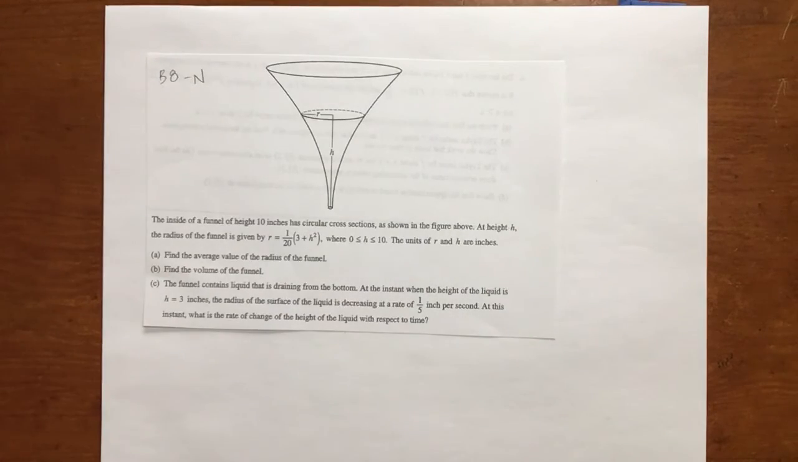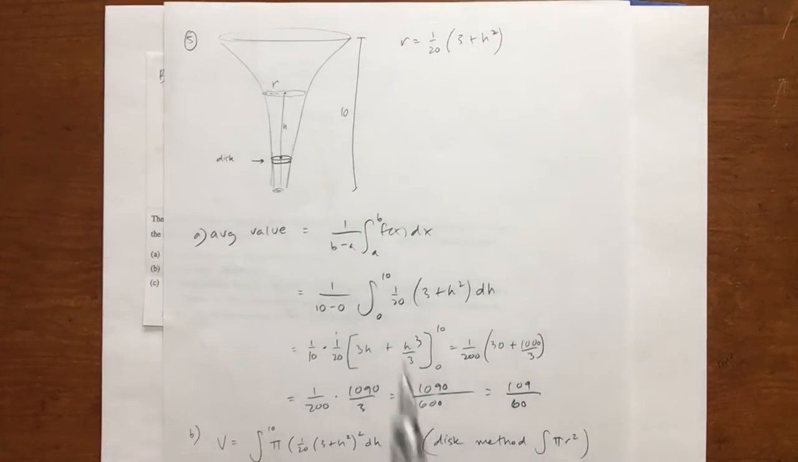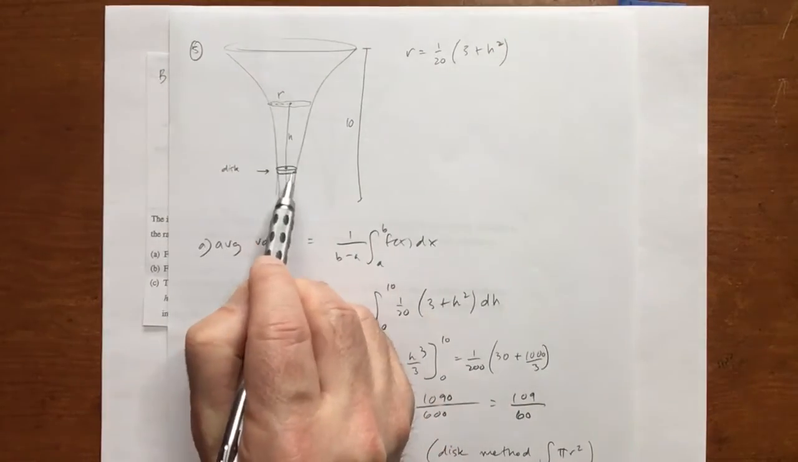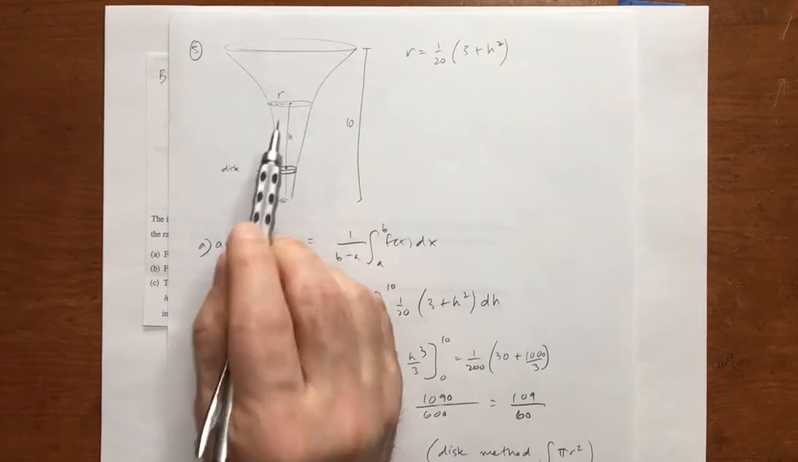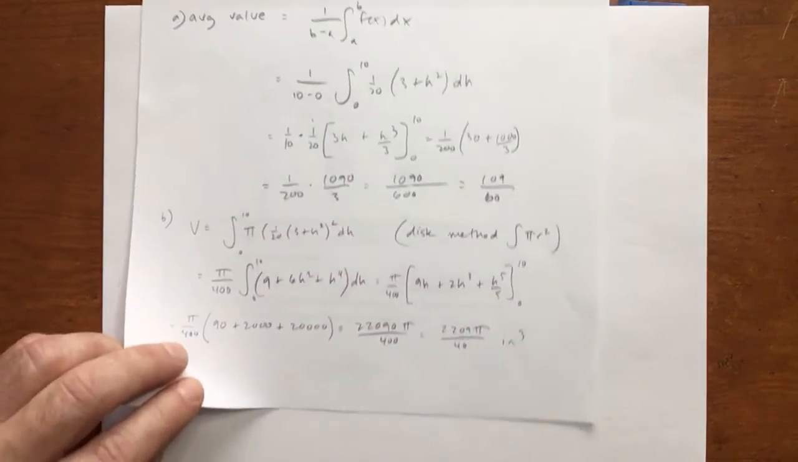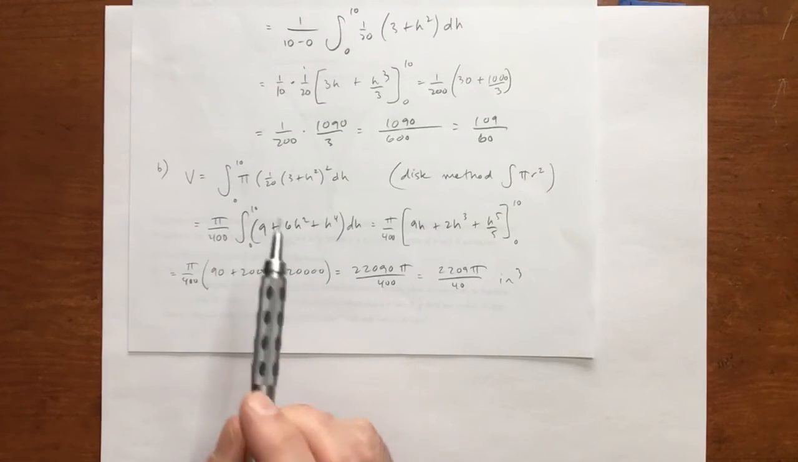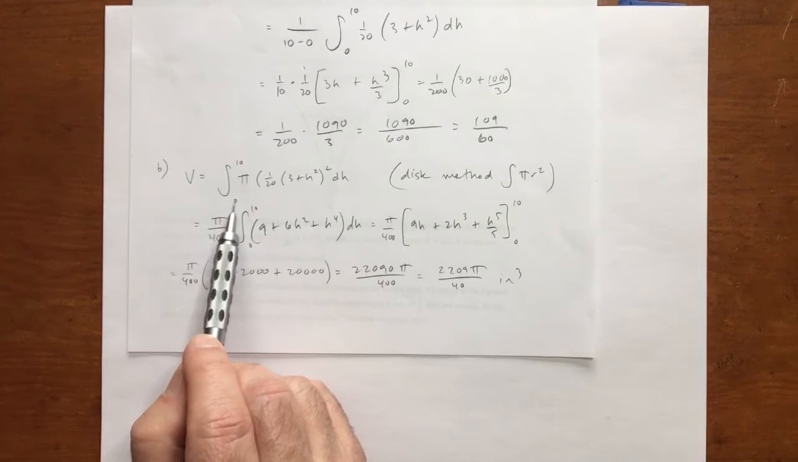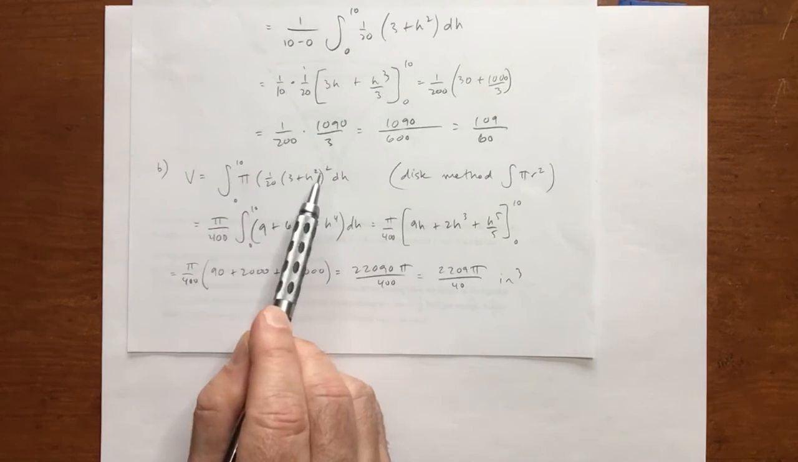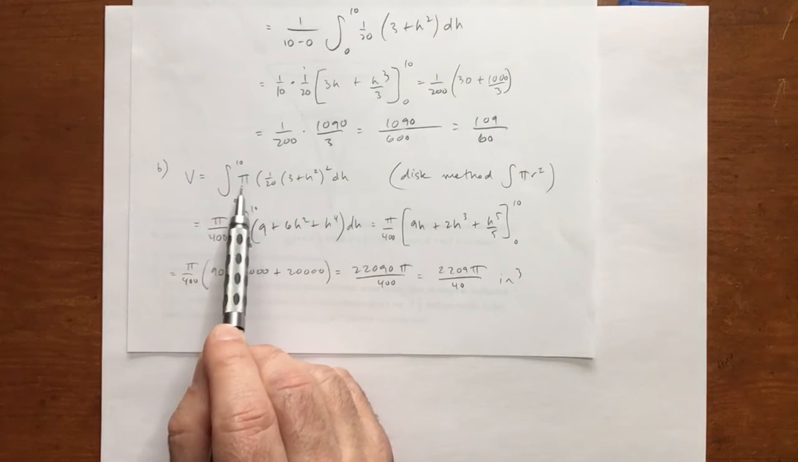The next thing you want to know is, well, what's the volume of the funnel? And for this, what we're going to do is add up all these little disks all the way up. Okay, and so this is the disk method. So it's a volume of revolution. And the volume from height equals 0 to 10 is just the sum of all the volumes of the disks. And the disk method goes like this.